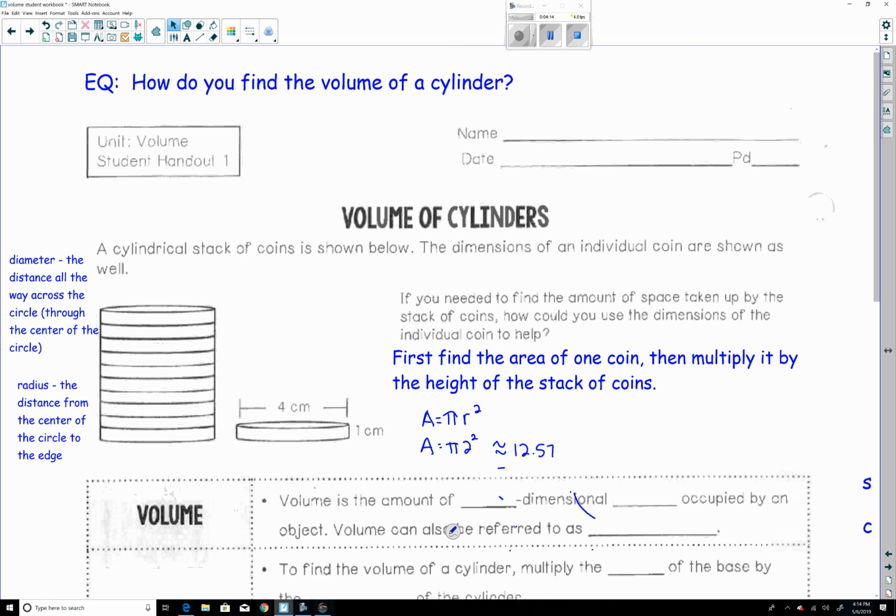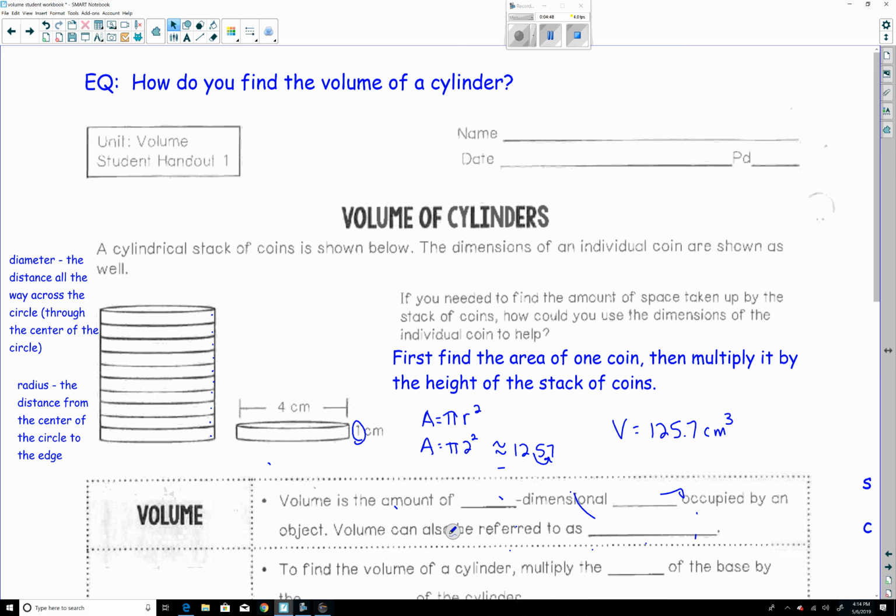Now let's see what the height is. I've got 1, 2, 3, 4, 5, 6, 7, 8, 9, 10 coins, and they're each 1 centimeter. So the height here is going to be times 10. So 12.57 times 10, I'm going to move that decimal 1 to the right. So the volume of this stack of coins is going to be 125.7 centimeters cubed.